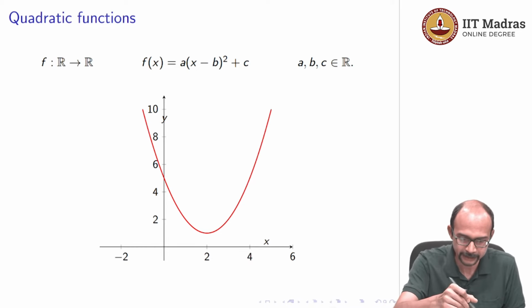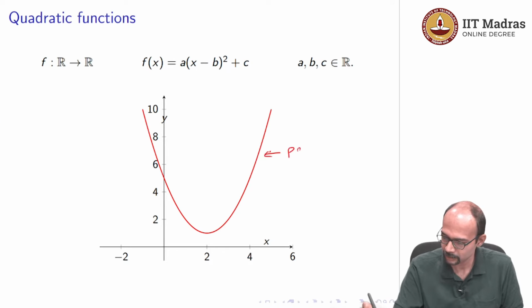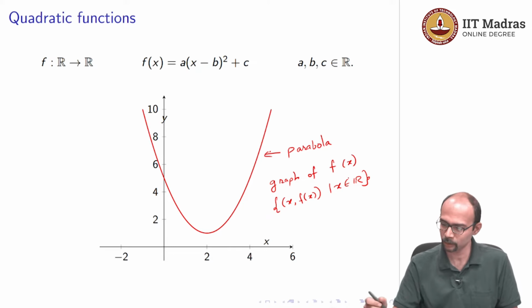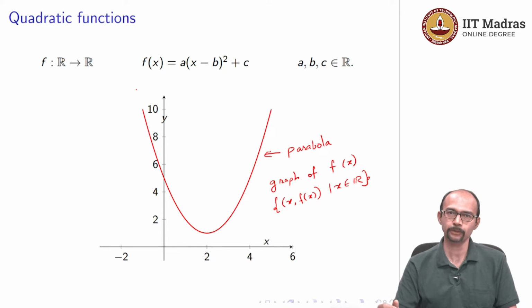Maybe I should use red. And this is the graph of the function f, which means it is the set of values (x, f of x) as x runs over the real numbers. Of course, we have not plotted all the values. If you plot all the values, these two arms of the parabola will shoot off. So this is an example of a curve. This is not a line.